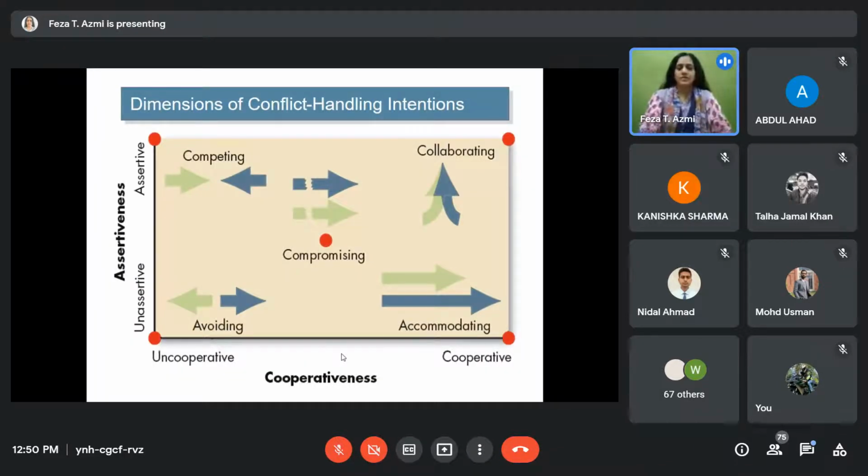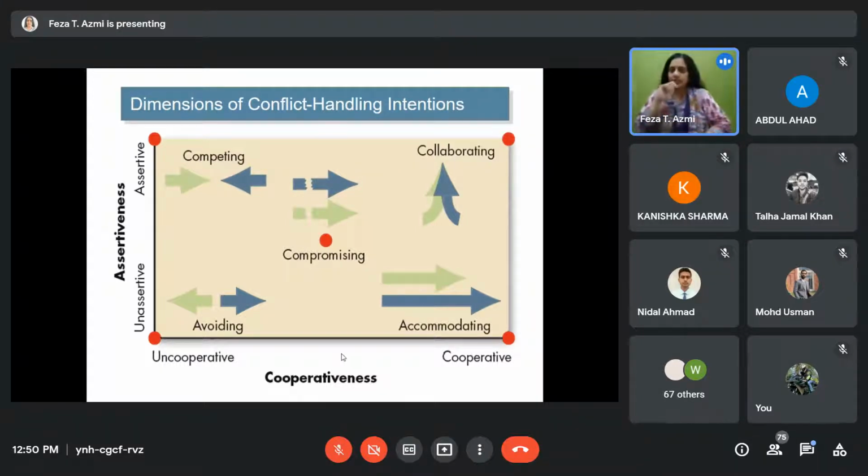Cooperativeness is on one axis of this matrix, assertiveness is on the other axis. A person can be uncooperative or cooperative, so low cooperation to high cooperation. Similarly, a person may be unassertive to highly assertive, that means low on assertiveness to high on assertiveness. Based on whether you are low or high on both, you can have 5 ways of handling a conflict, 5 conflict handling intentions. What are these? Look at the first.